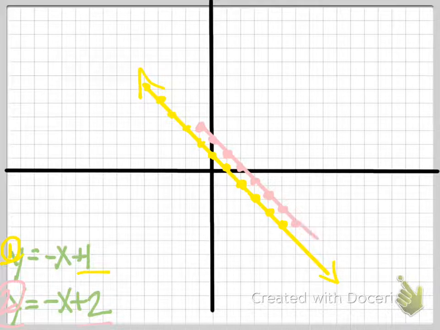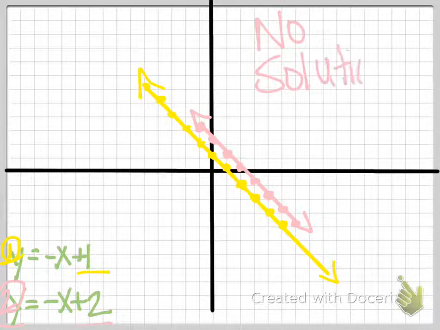While these are relatively close together, what we can notice is that these lines, while they're close together, are never actually going to touch. If they never touch, we don't have an intersection point, so there are no solutions. There's no solution to this system of equations because there's nowhere that they're going to touch. So if they do not touch, then there will be no solution.